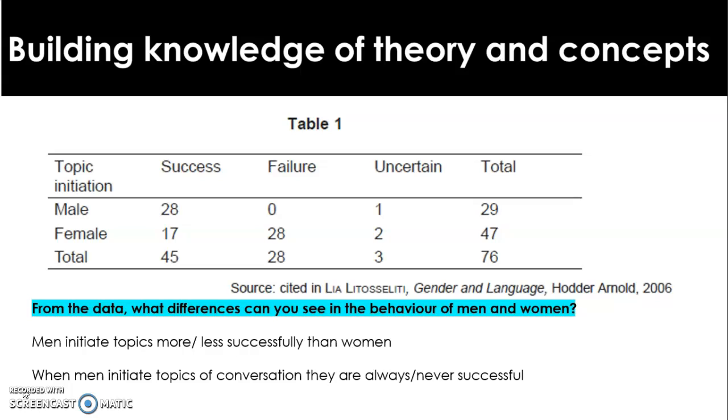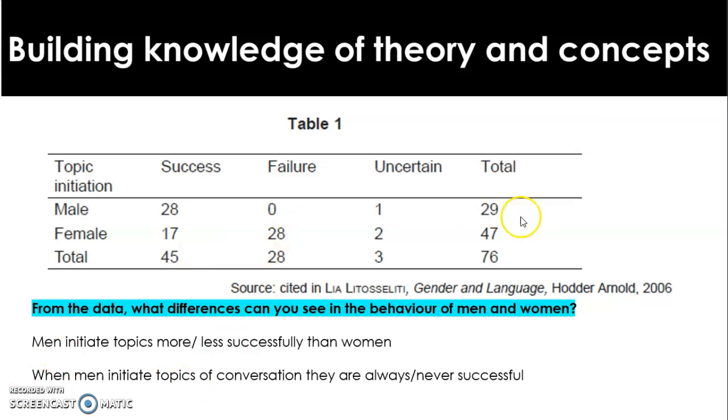That men initiate 29 topics and women initiate 47. So women are also different than men because they are initiating more topics. They are seemingly trying to get the conversation going. So we could talk about this in terms of differences because we want to illustrate what differences look like. So differences in male and female behaviour can be seen around topic initiation. And we've got some statements of difference there.